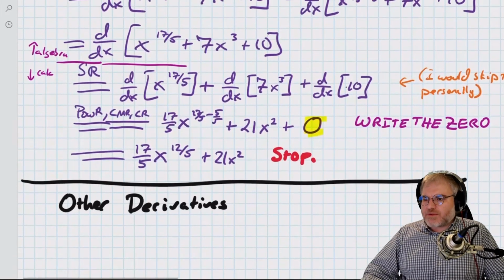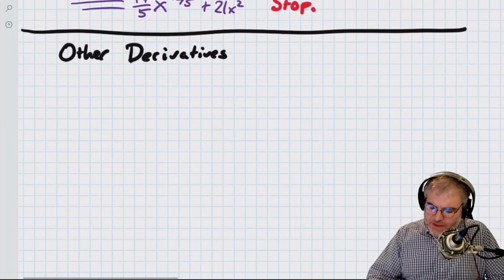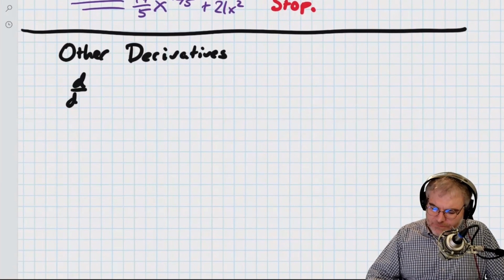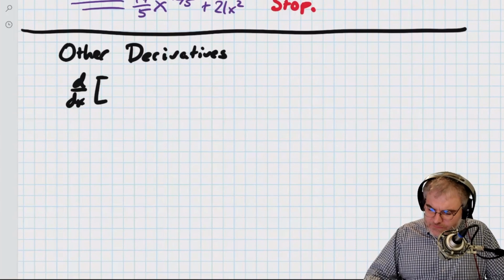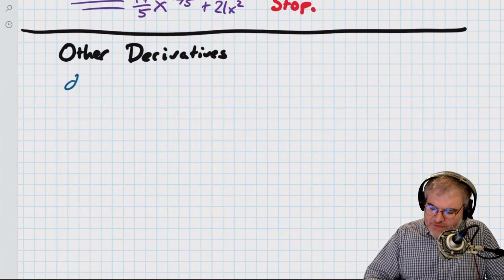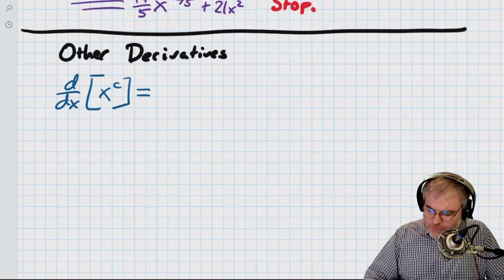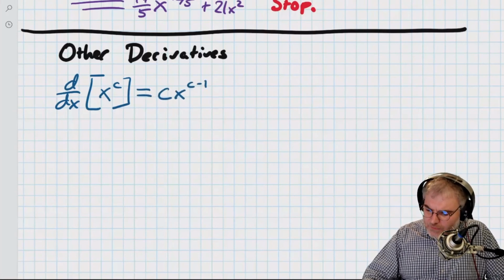So let's look at some other derivatives, okay? Right now we have d over dx, let's throw some rules together. We have d over dx of x to the c equals cx to the c minus 1. This is the power rule.